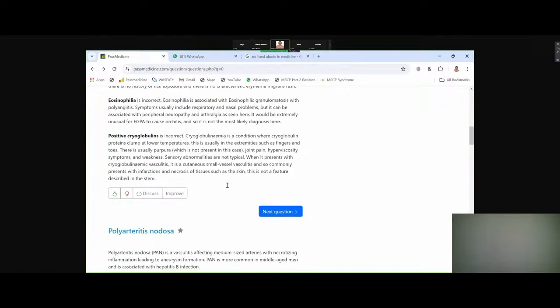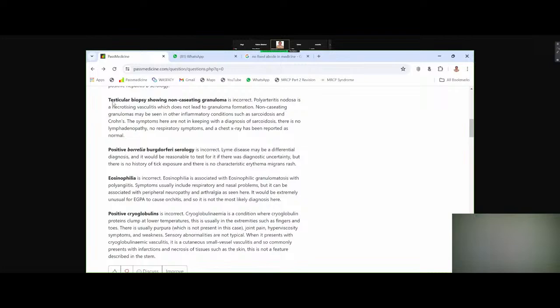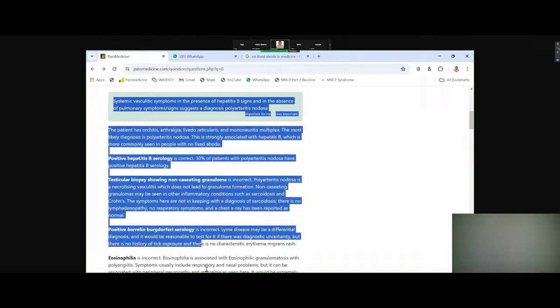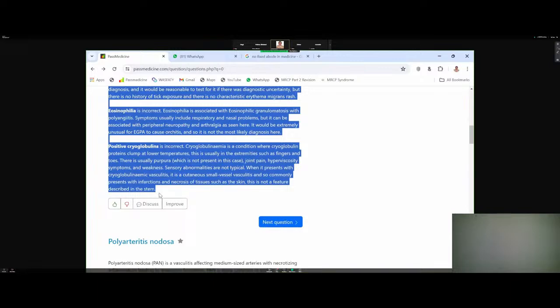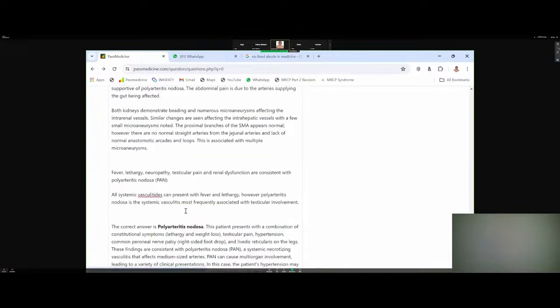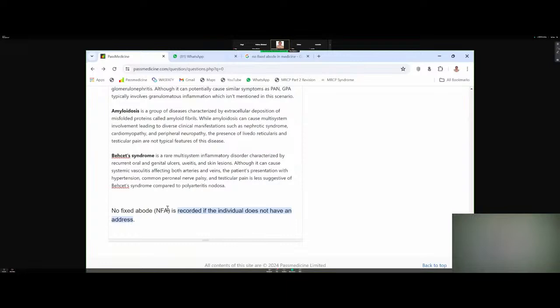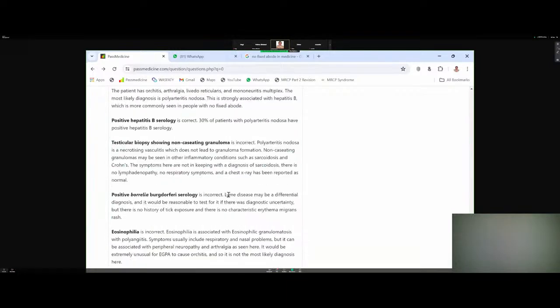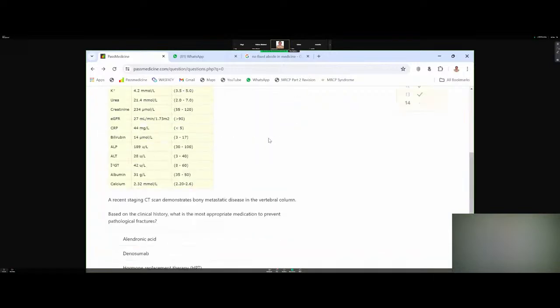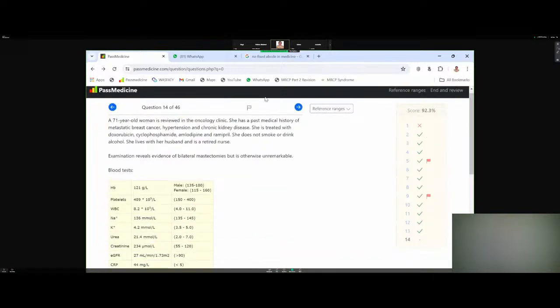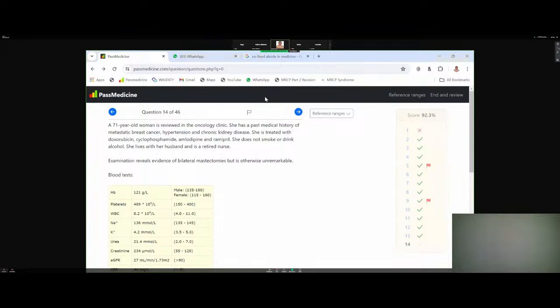So polyarteritis nodosa we have read in detail before, and I will just copy and paste the things given here. We will see if it will be of much help or not. Homeless, yes. Dr. Swarpa is saying homeless.